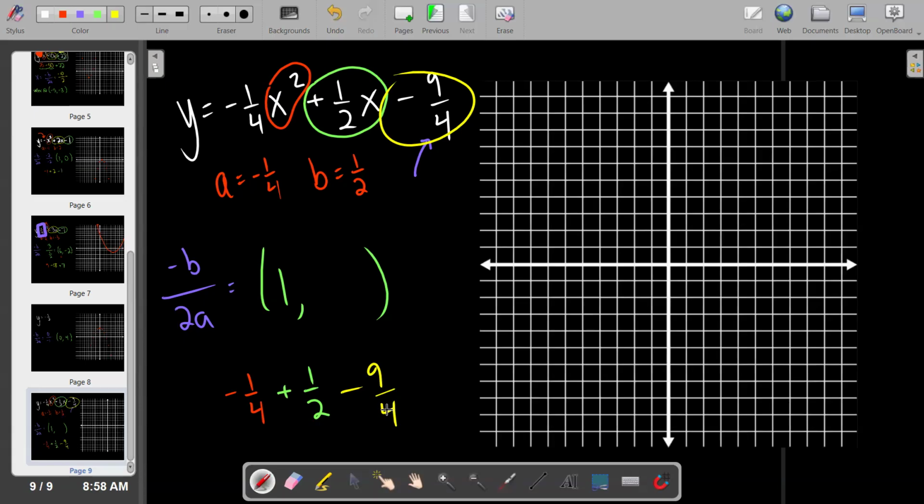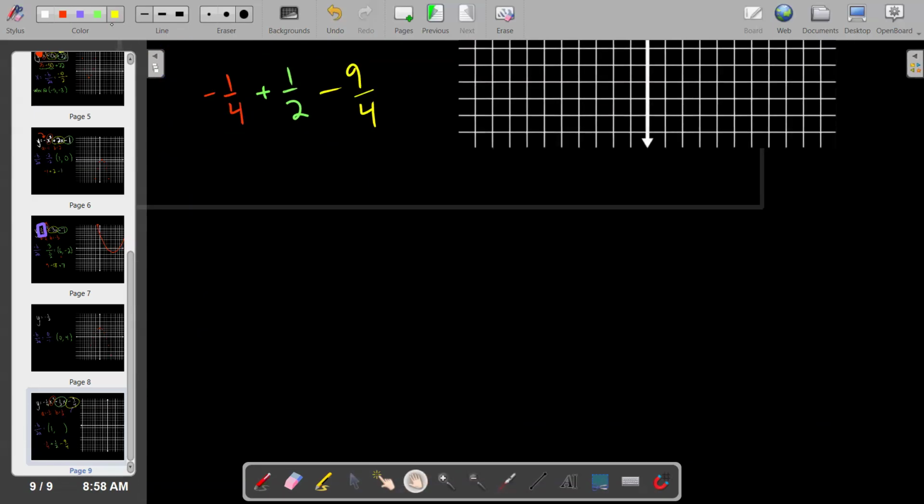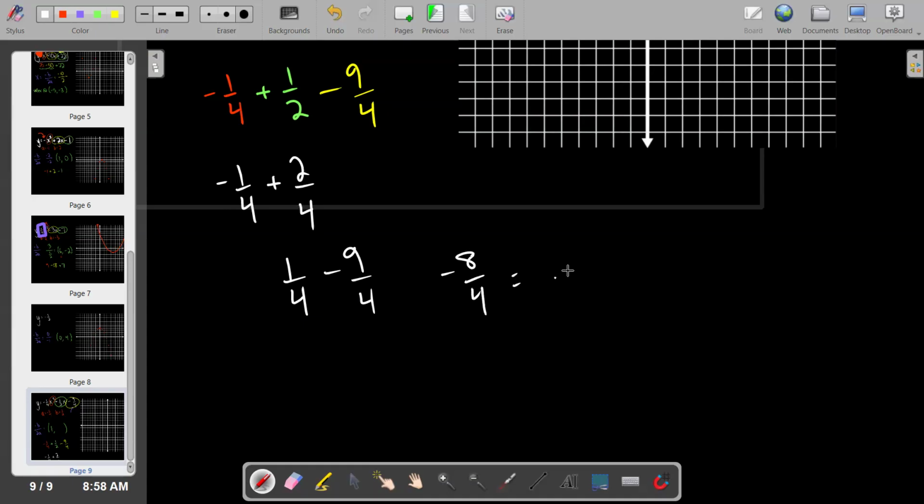Now you've got to go all the way back to 4th grade when your teacher taught you about common denominators. What is negative 1/4 plus 1/2? I have to change 1/2 to have the same denominator, 2/4. What's negative 1/4 plus 2/4? 1/4. And then you can see why minus 9/4 turns out to be your friend, because what's 1/4 minus 9/4? Negative 8/4, which equals negative 2.